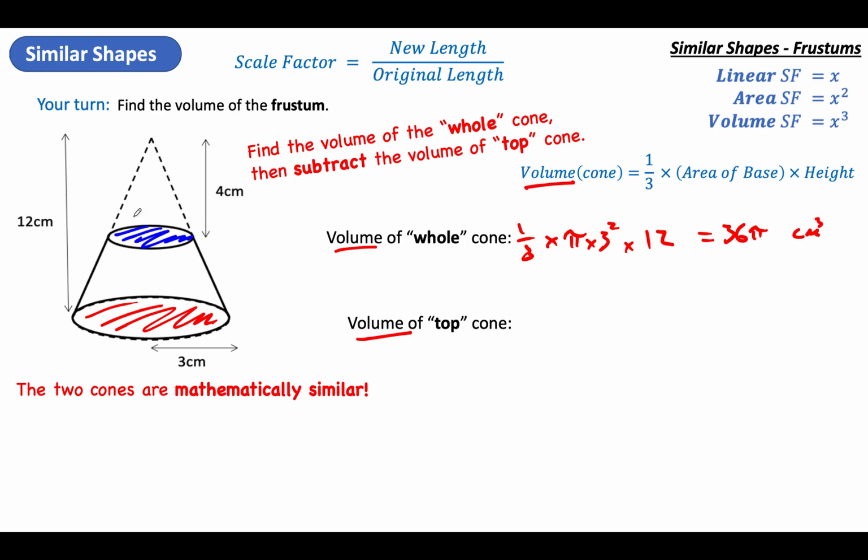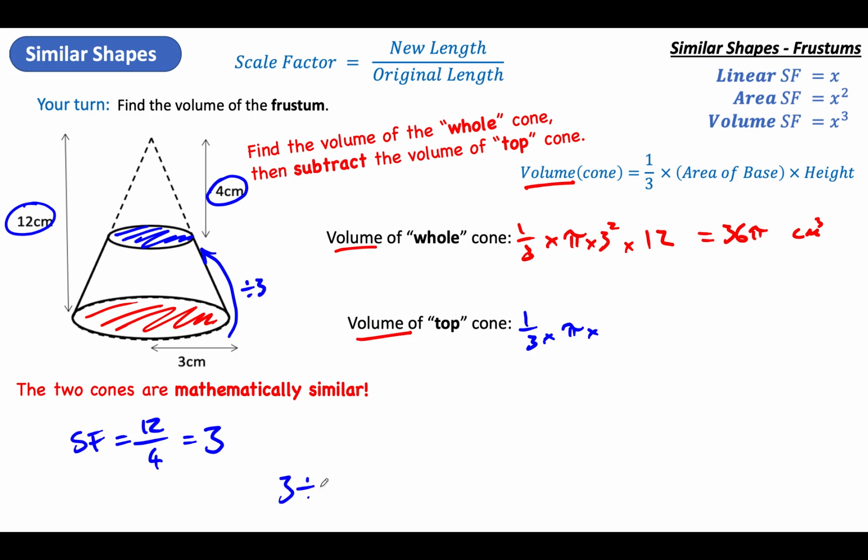Right, then the volume of the top cone. So there's the base of the top cone. One third times the area of the base, so that's pi times radius squared. Oh, I don't know my radius, but they're mathematically similar. So let's get the scale factor. Use my 2 heights to find this length scale factor. 12 divided by 4 is 3. So all the lengths on the big cone are 3 times bigger than the small one. Now I'm trying to find the radius of the small cone, so I'm going to use my scale factor in reverse and divide by it instead. Now 3 divided by my scale factor of 3 is 1. So the radius of my small cone is 1.